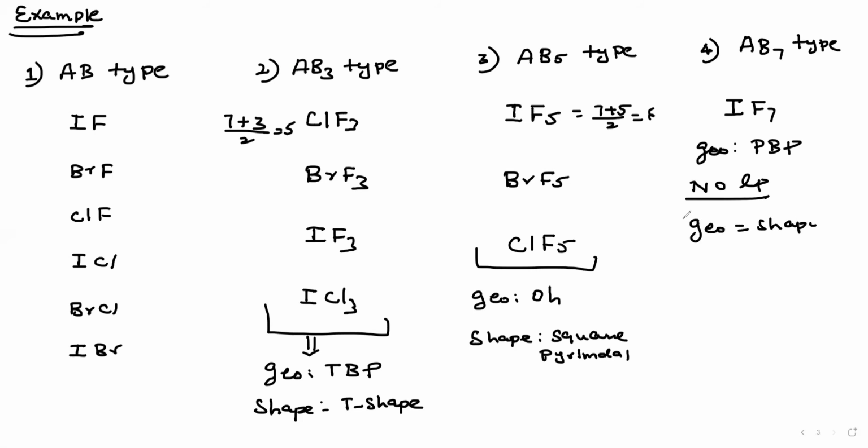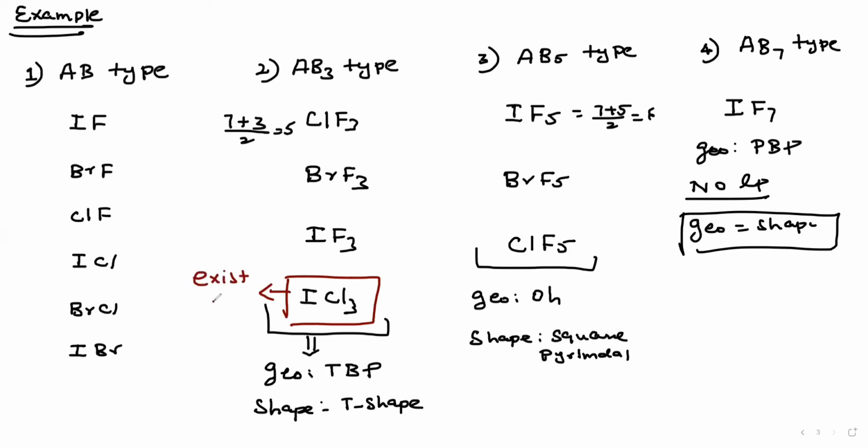Please note these examples. But this one is very important: ICl3 exists as a dimeric form, a dimer. That is I2Cl6 generally. This is the types of interhalogen compounds.